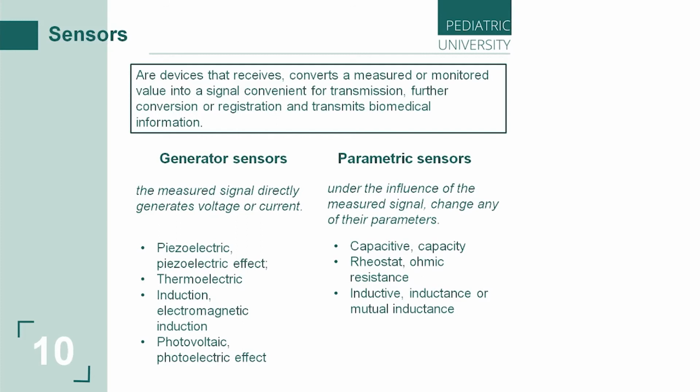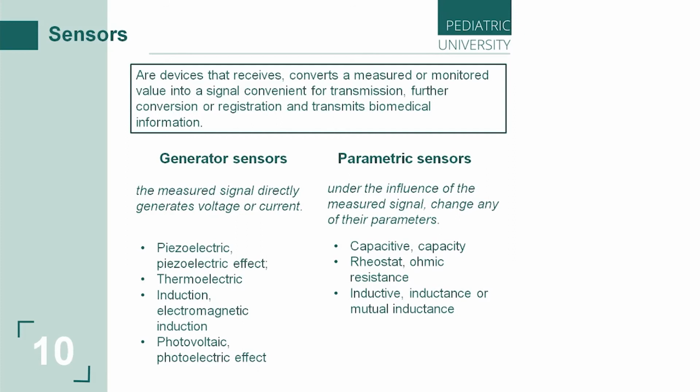And what about sensors? Sensors can take information, too. For example, it receives the information. After that, it can convert the measured value into a signal convenient for transmission. And after that, it transmits this biological information. So the difference between sensors and electrodes is conversion.